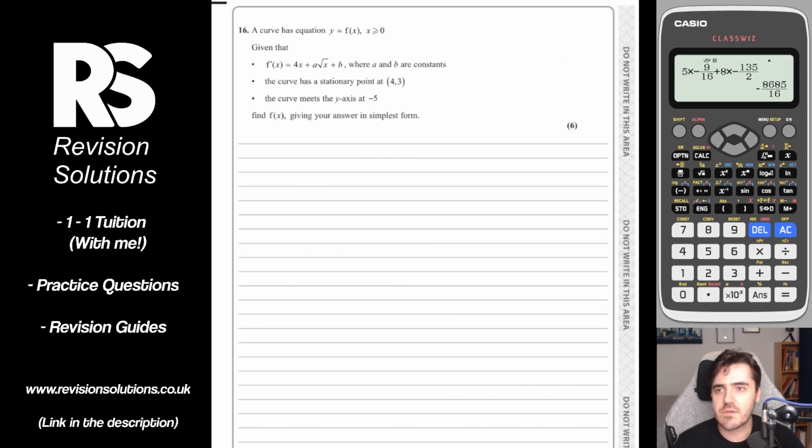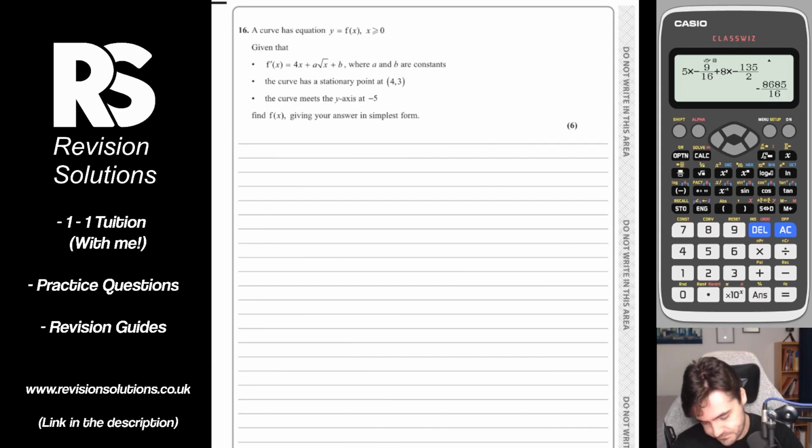It says a curve has equation y equals f of x, where x is greater than or equal to 0. Given that f dash of x equals 4x plus a root x plus b, where a and b are constants, the curve has a stationary point at the point 4, 3. The curve meets the y-axis at minus 5. Find f of x, giving your answer in the simplest form.